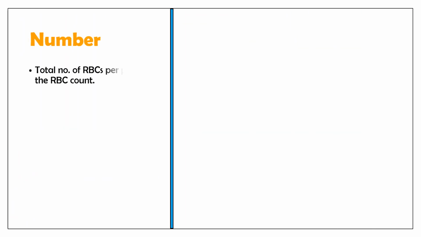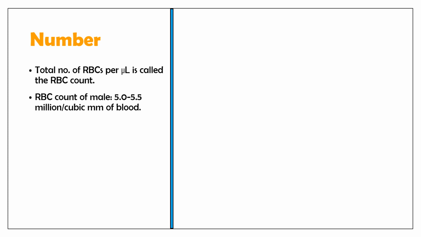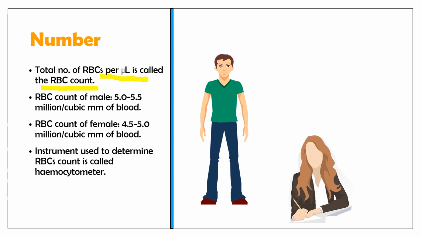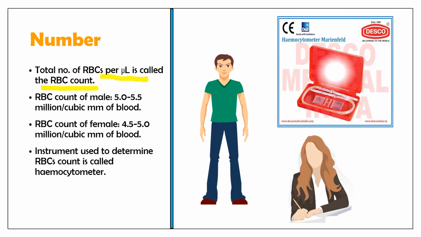So what is the number of RBCs in the human body? The total number of RBCs per microliter of blood is called the RBC count. The RBC count in males is around 5.0 to 5.5 million per cubic millimeter of blood, and in females this value is around 4.5 to 5.0 million per cubic millimeter of blood.